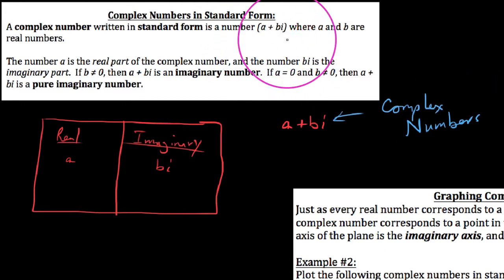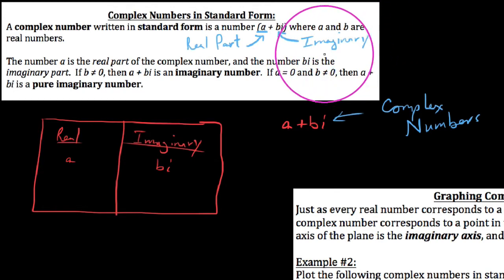So this a plus bi here, let's make a few notes on this. We refer to a here as the real part of the complex number. If a complex number is the sum of a real and an imaginary number, the a part is the real part. The bi part is the imaginary part. A complex number is nothing more than an imaginary and a real number glued together. So the number a is the real part of the complex number, and the number bi is the imaginary part.